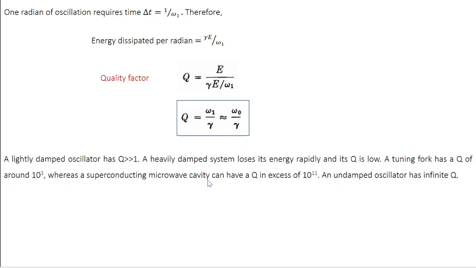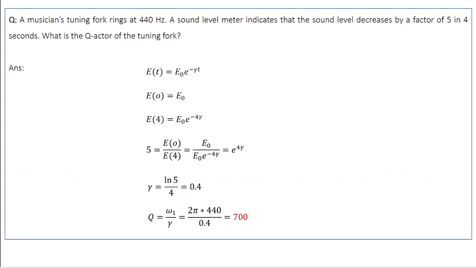What will be the quality factor of an undamped oscillator? For an undamped oscillator, gamma is 0. Consequently, Q is infinity. So an undamped oscillator has infinite Q. So that's about the damped harmonic oscillator. Now before winding up the discussion, let's do a quick problem.